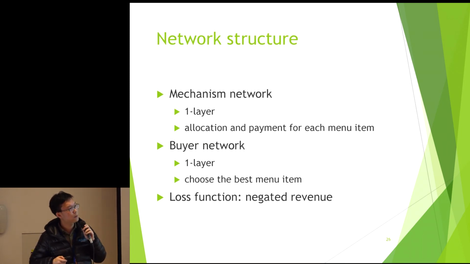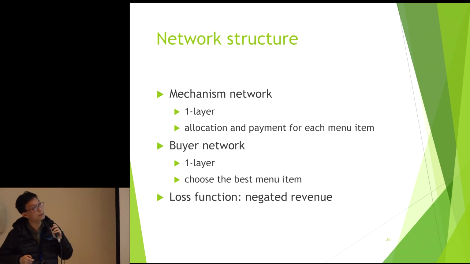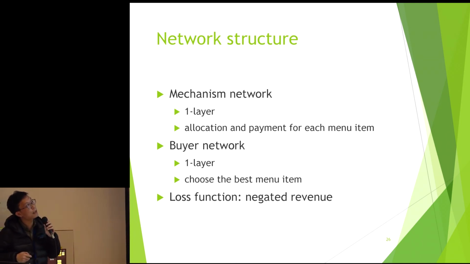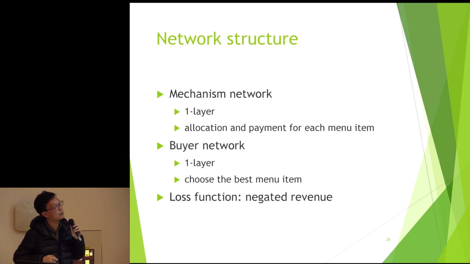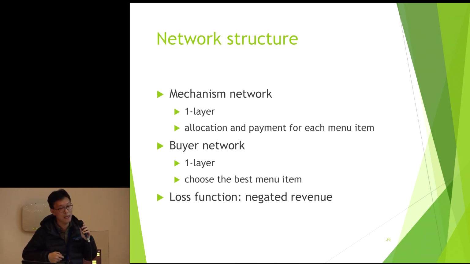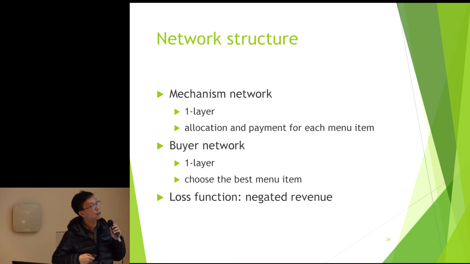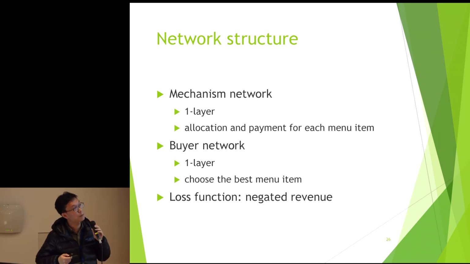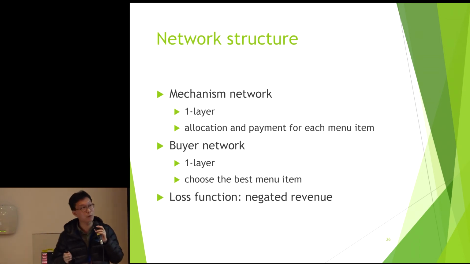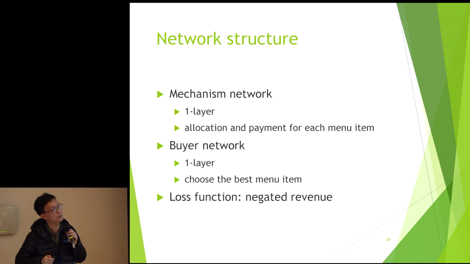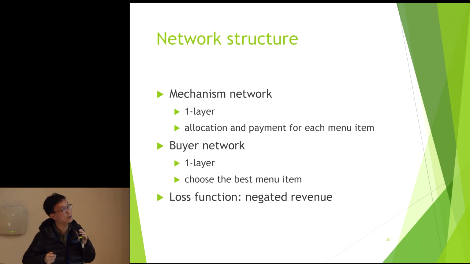With this kind of interpretation, we can simplify our network structure significantly. So in the end, both the mechanism network and the buyer network are just one-layer networks. Of course, one-layer networks don't look like a network at all, but if we can solve this problem with just one-layer networks, we don't need to use a deep network.